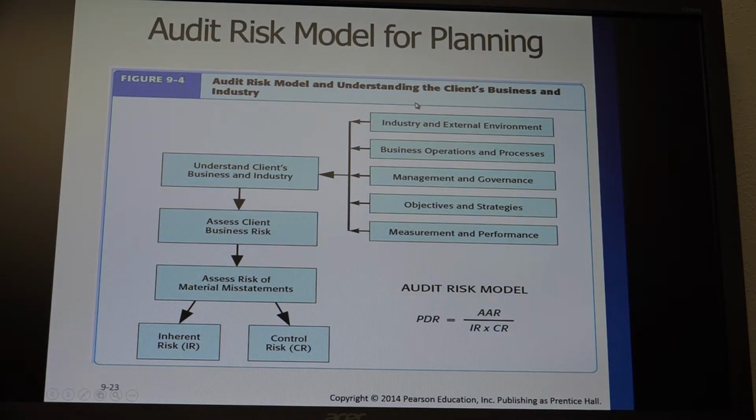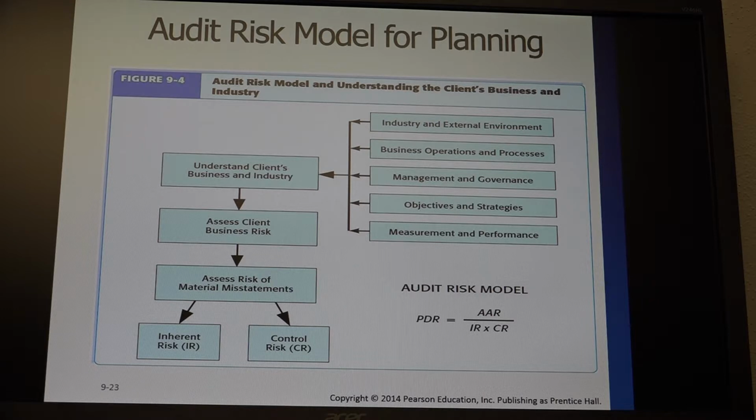And so what we find is that when we're looking at the company's business and learning about their business and industry, we're, of course, doing that to assess the client business risk and also looking at the risk of material misstatements. And so what comes out of that is inherent risk, which is the risk of that business in that particular industry.